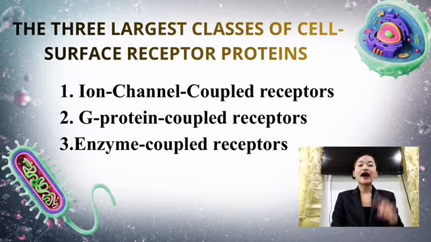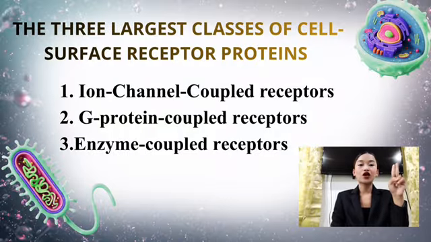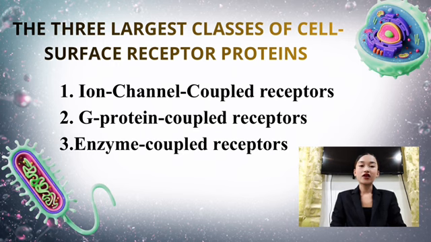First, we have ion channel coupled receptors. Second is G protein coupled receptors. And third, enzyme coupled receptors. Later on, I'll discuss them one by one.